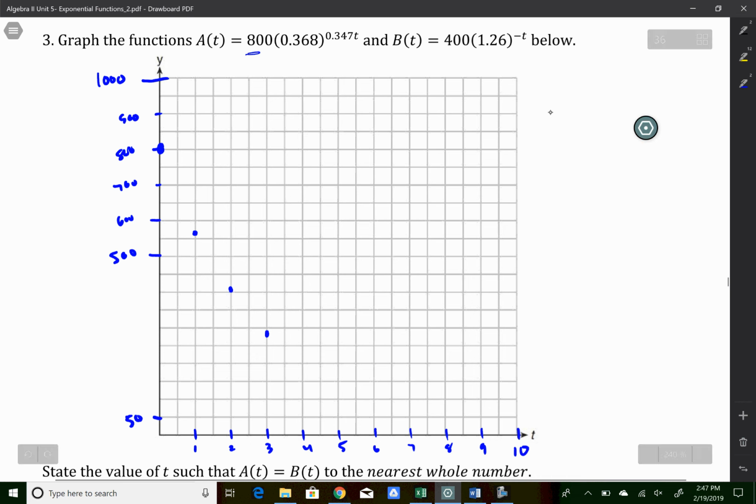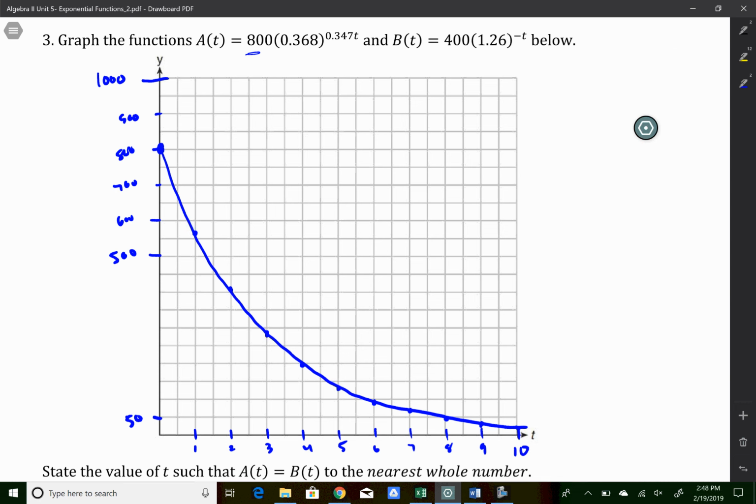At 4, I'm almost at 200, so 140. At 5, 50, 100, 150-ish, a little bit below that. Almost at 100. And again, you're getting all these values right in your calculator, and you can start to see what it looks like. So you see this is going to be a smooth curve coming down, and it's not going to touch the x-axis.